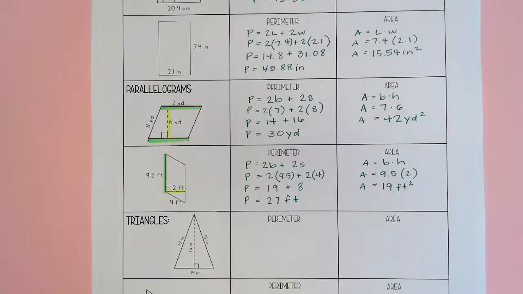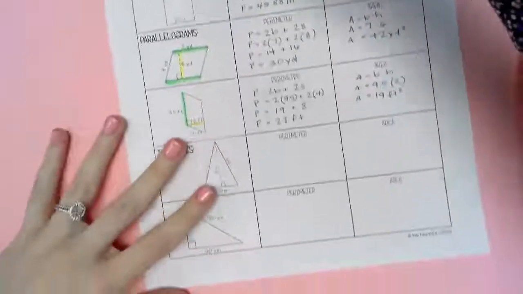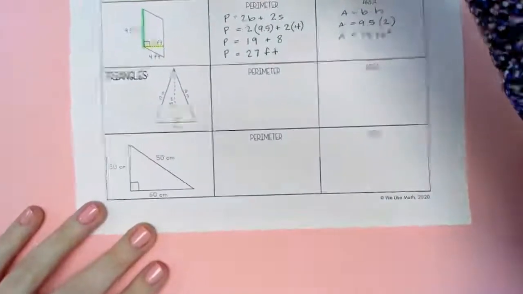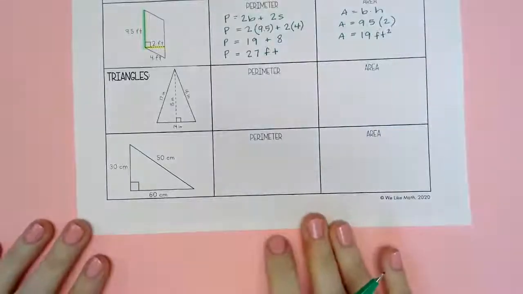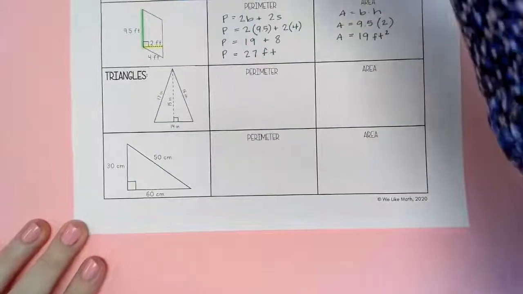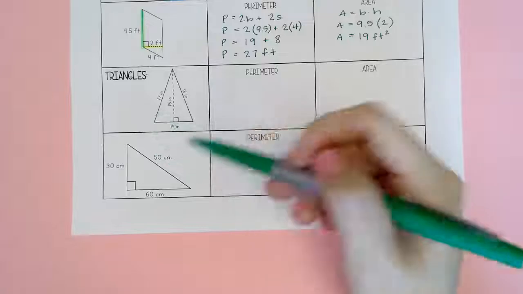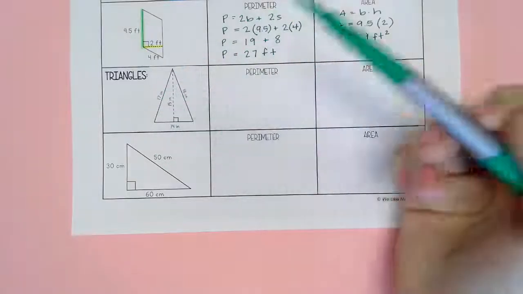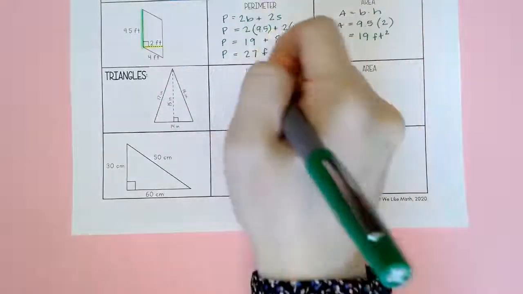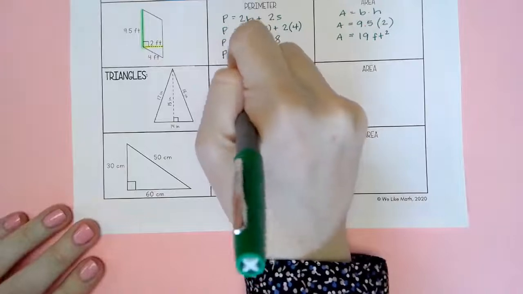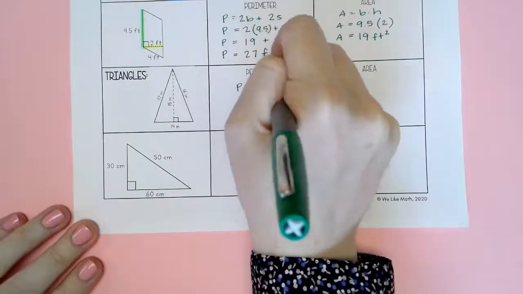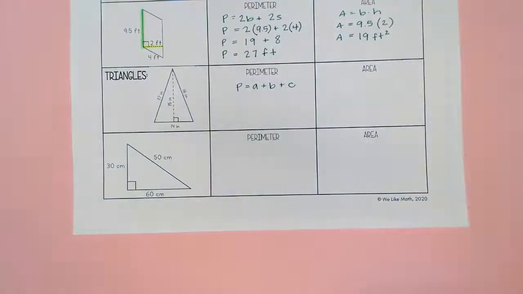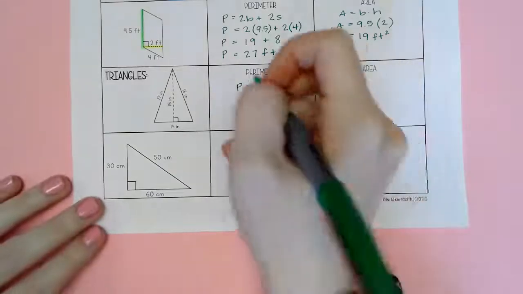All right, we're done with our parallelograms. Now we are going to move on to our triangles. So, triangles, our side lengths are sometimes similar if we have an equilateral triangle. Sometimes 2 of the sides are the same, but for the perimeter formula, we're just going to say perimeter equals A plus B plus C, because chances are they could be different.